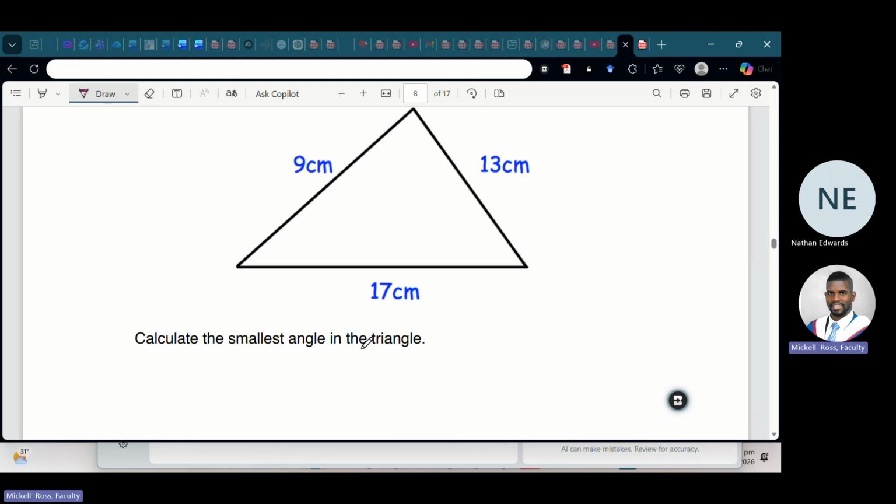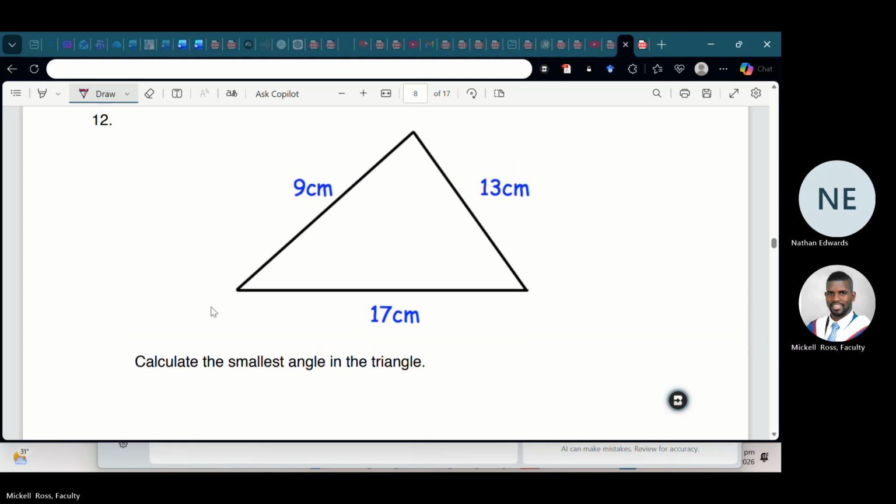When it says calculate the smallest angle in the triangle, the smallest angle is always opposite to the smallest side. So the smallest side is 9. So the smallest angle is going to be this angle over here. And remember, you can always label your diagram. So A, B, and C. Even though it is not labeled, you can label it. So the smallest angle is going to be angle C. So I want you to go ahead and find the area of this triangle and also the size of this angle right here, as is indicated by the question.